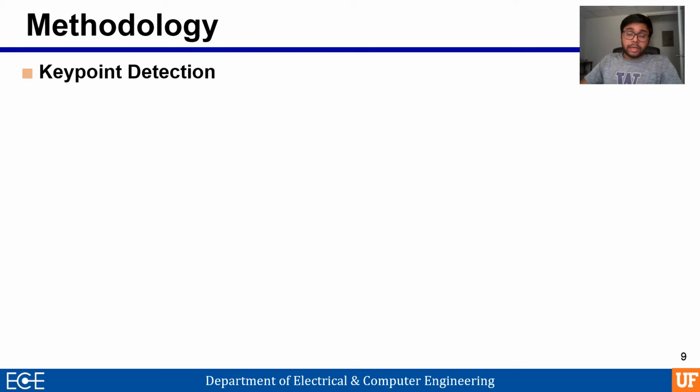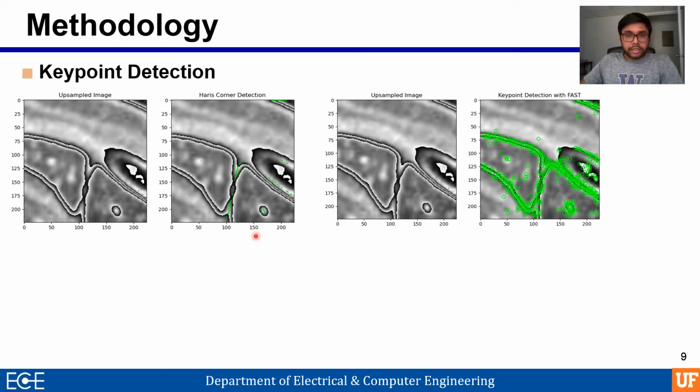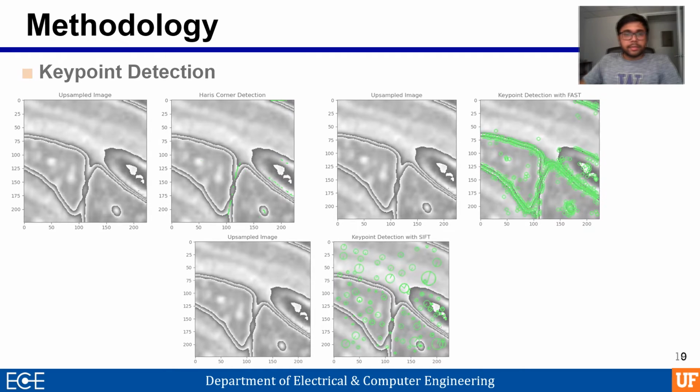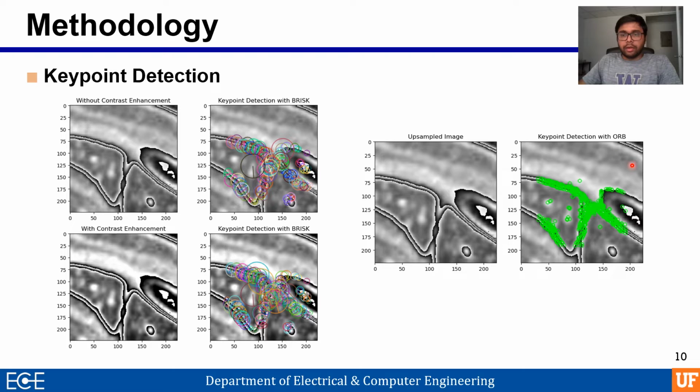Also, some key point detection techniques were explored, among which this is the Harris corner detection. This is the first key point detection technique, and this is the SIFT key point detection technique. I also explored the BRISK algorithm to see the important key points for feature detection, and also the ORB, oriented FAST and rotated BRIEF method, for the overview of features.